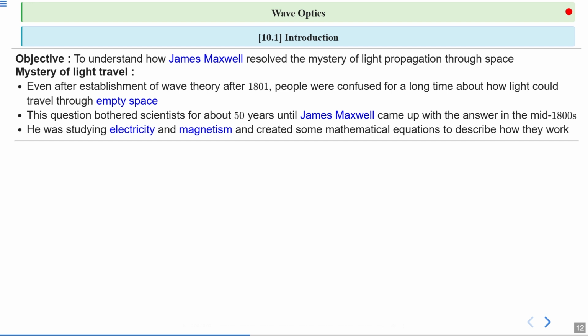So he was studying electricity and magnetism and created some mathematical equations to describe how they work. Maxwell's equations not only explained electricity and magnetism but also revealed that light is an electromagnetic wave. This discovery was groundbreaking and provided the answer to how light can travel through empty space.